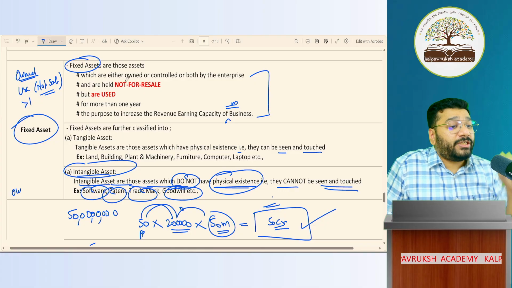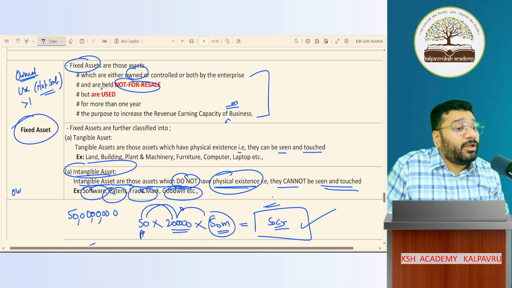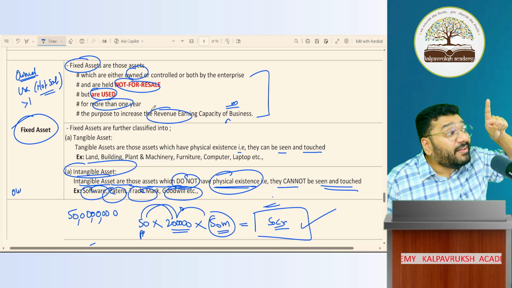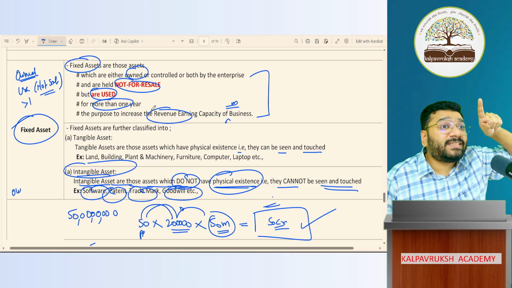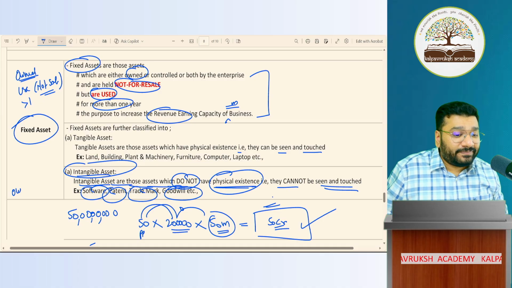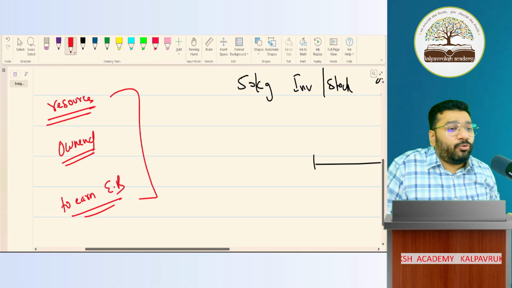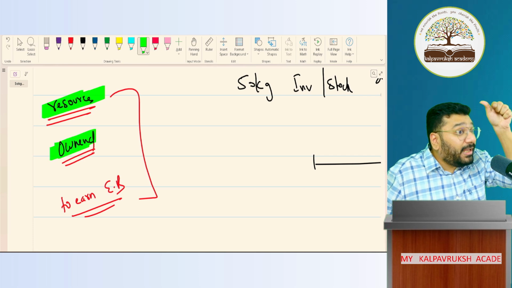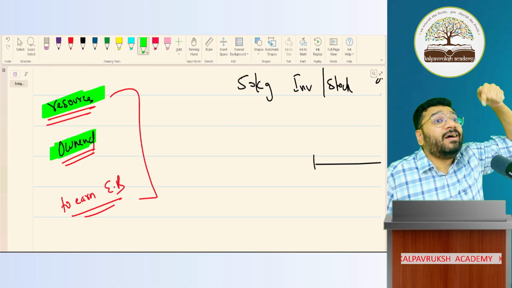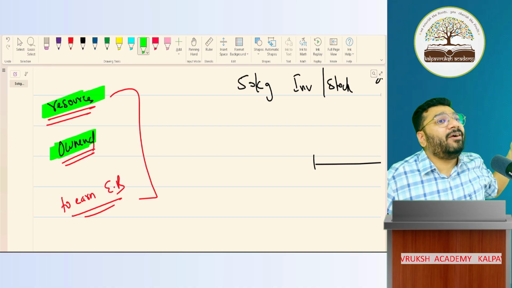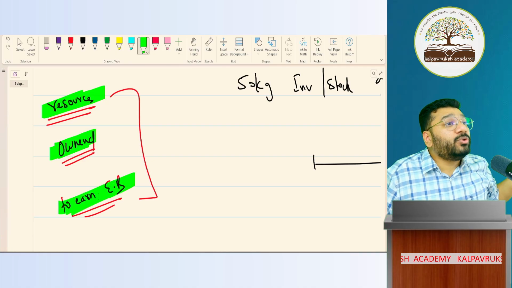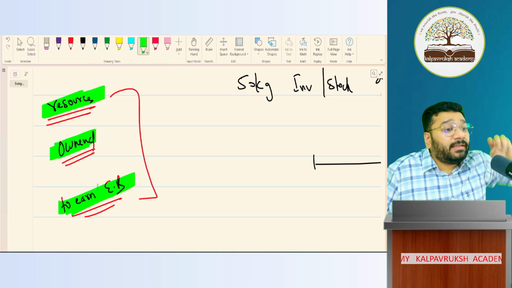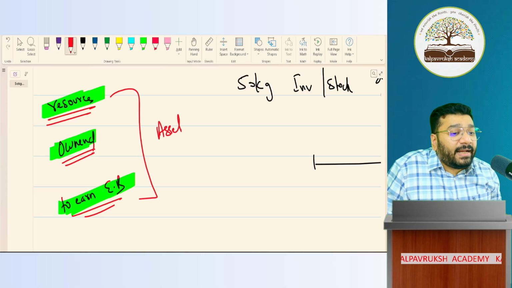The 4 conditions of fixed asset: I have to own it, not held for resale, should be used for more than 1 year, to increase earning capacity. These are the conditions only for fixed assets. For asset, what are the 3 conditions? It should be a resource. That resource should be owned by me. Actually, the real word in the standard is not owned, it is controlled. But for your understanding, I'm saying owned. And I'll use it to earn economic benefit. Got it, not got it? These are the 3 conditions of asset.